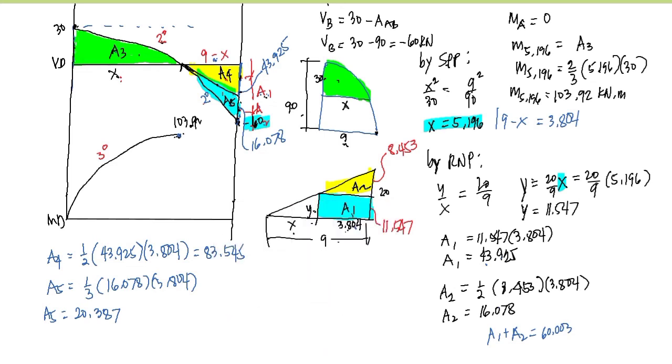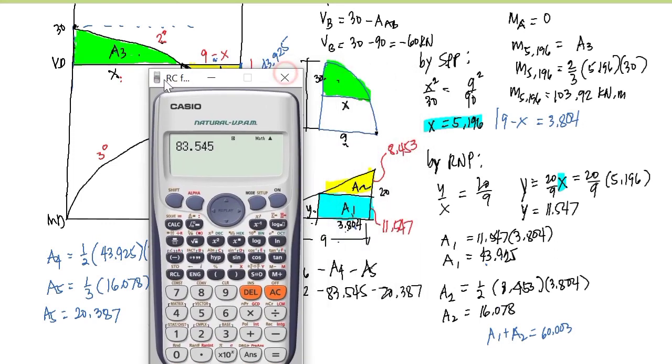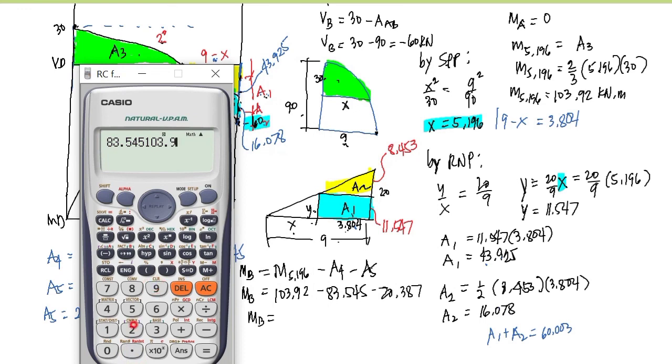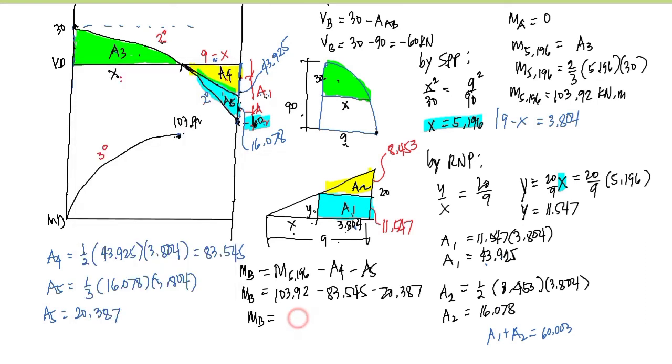To close our moment diagram, area 4 and area 5 combined should be approximately equal to 103.92. So to compute the moment at point B, it is the previous moment, 103.92, minus area 4, 83.545, minus area 5, 20.387. The moment at B should be 0, or if not, approximately 0. So 103.92 minus 83.545 minus 20.387 gives 0.012, approximately equal to 0.